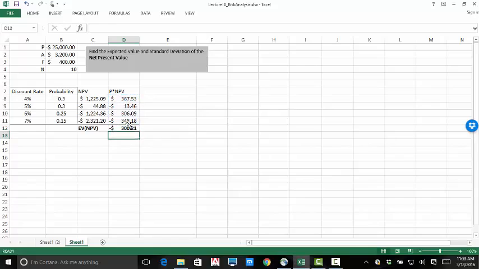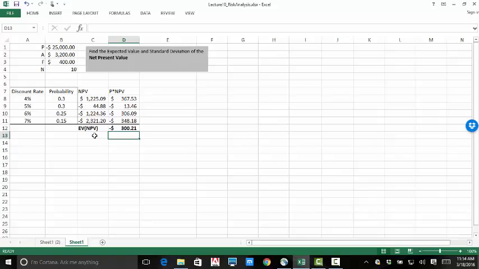net present value results. Under no circumstances should you be using the average function built into Excel. It does not take into account your probabilities associated with everything, so it would just take a direct average instead of a weighted average. Same thing with the standard deviation function. You can't just take the standard deviation of this group. You need to account for the probability. So we're going to do that manually.